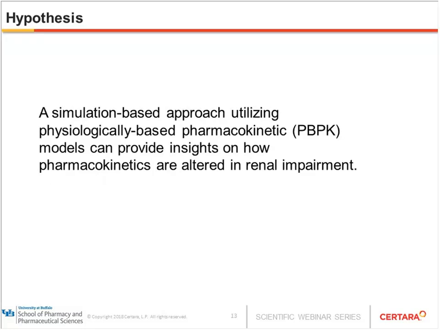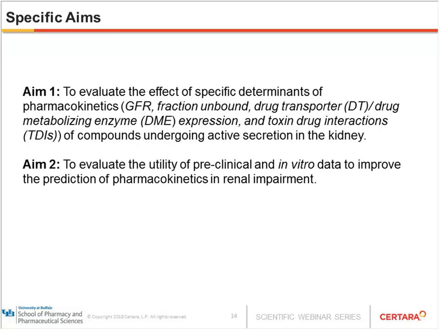So the hypothesis that we have for this project is a simulation-based approach utilizing physiologically based pharmacokinetic models can provide insights on how pharmacokinetics are altered in renal impairment. And we approach this hypothesis with two aims. The first is to evaluate the effect of specific determinants on pharmacokinetics of compounds undergoing active secretion in the kidney. And these determinants that we'll talk about are changes in GFR, fraction unbound, drug transporter, drug metabolizing enzyme expression, and toxin-drug interactions, which would be inhibition of transport mediated by accumulated concentrations of uremic toxins.